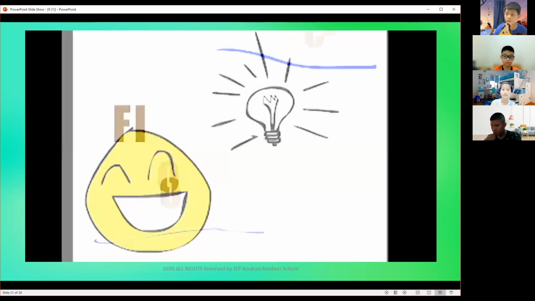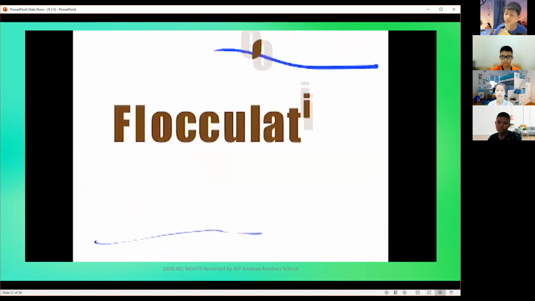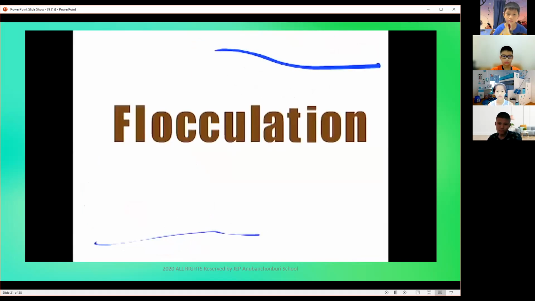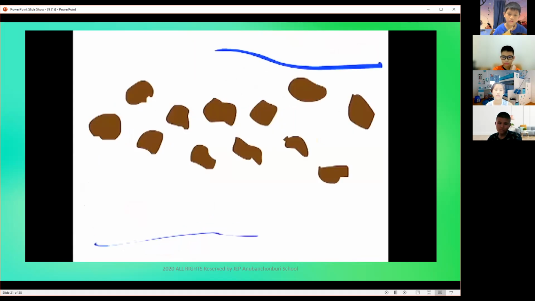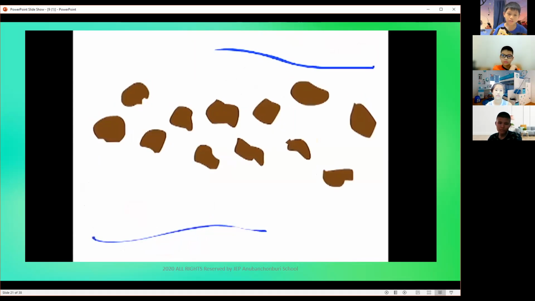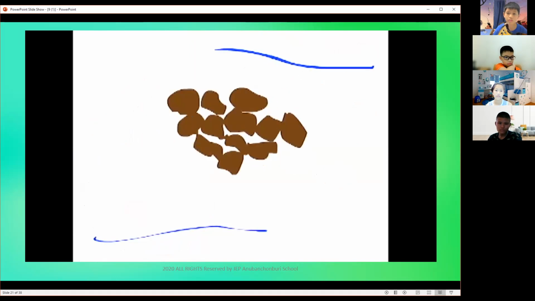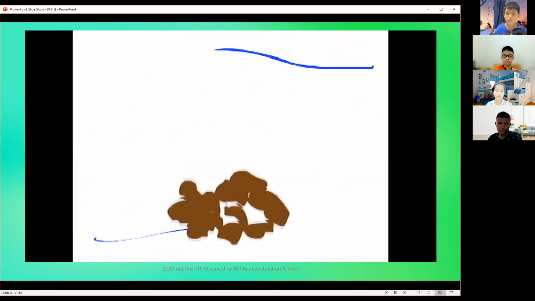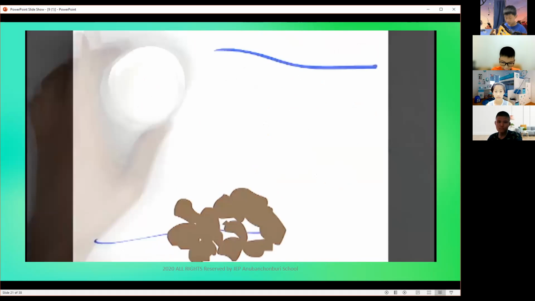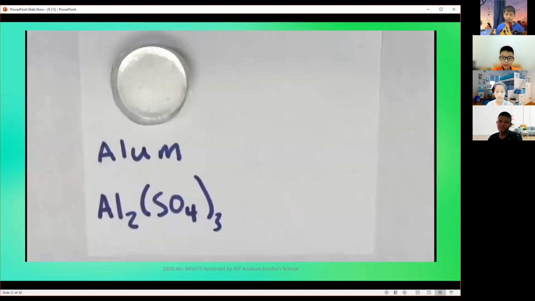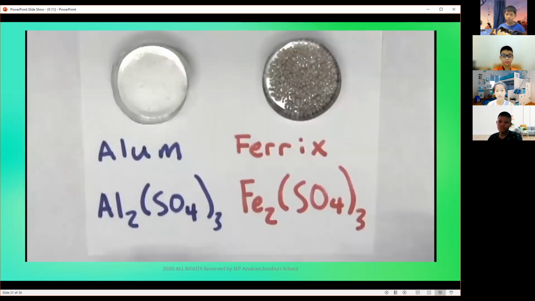One of the very practical ways to clean this turbid water is called flocculation. Flocculation is the process in which colloids aggregate or come together to form larger particles called flocks by the addition of a chemical called a flocculant. Typical flocculants include alum and ferrex because they work well with high turbidity fluid mixtures.